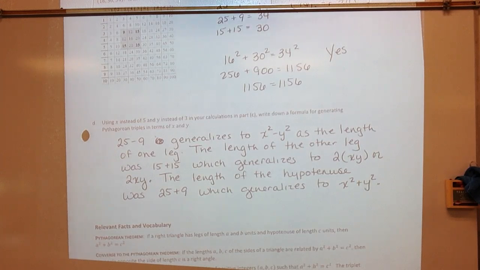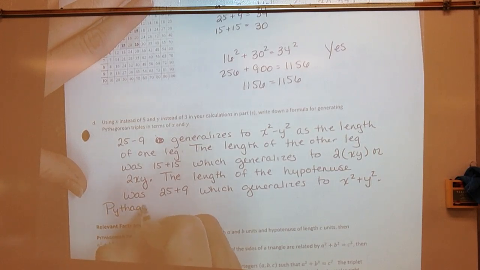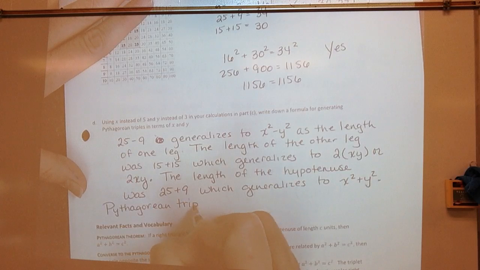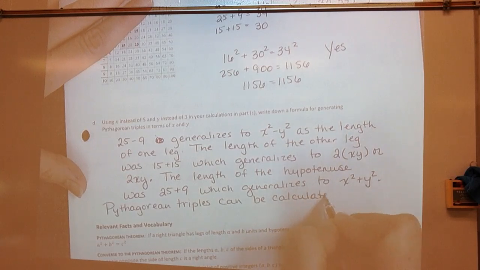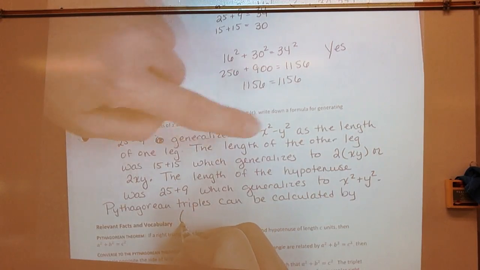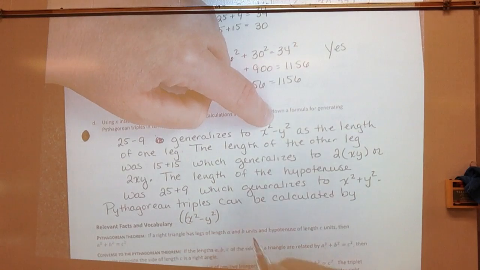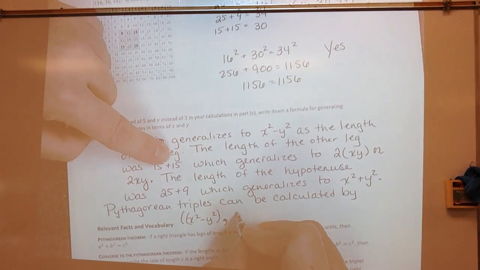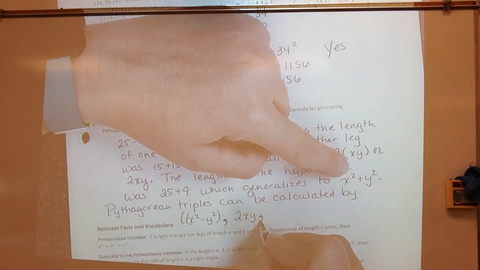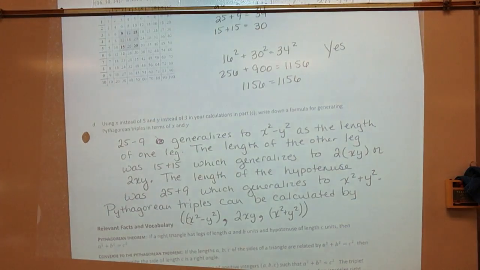So, a Pythagorean triple can be calculated by using what we've got: x squared minus y squared, 2xy, and then x squared plus y squared. Okay?